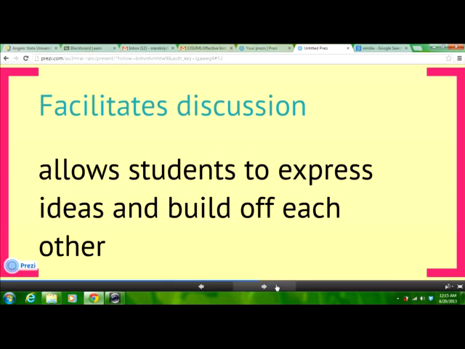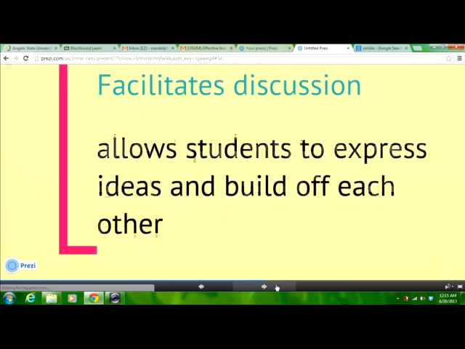The second reason why it's a pro is it facilitates discussion. This isn't something that you're just going to stand up there and lecture. You really need student involvement whenever you're talking about this. Also, it's really good because students can build off of each other's ideas and really are able to relate to each other, and you can see the strong suits that students have.